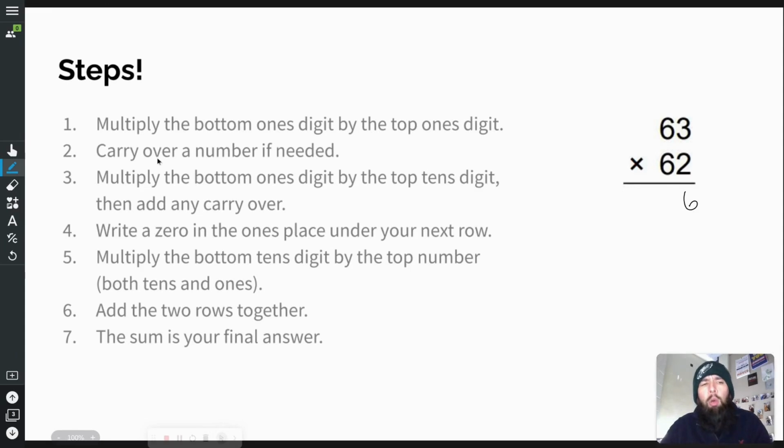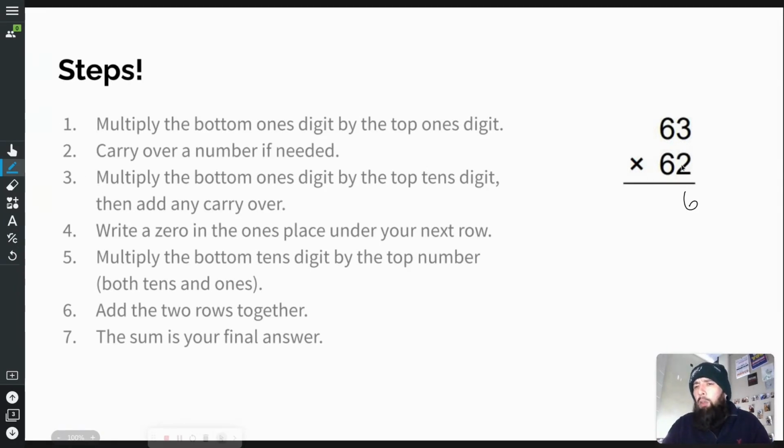Now if we had to, we'd carry over if needed. We didn't have to carry over. If our number was 12, we'd carry a 1. If our number was 20-something, we'd carry a 2. If our number was 30-something, we'd carry a 3. You get the idea.